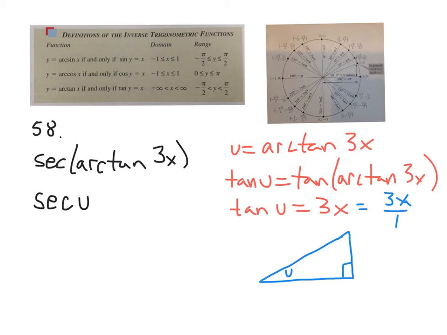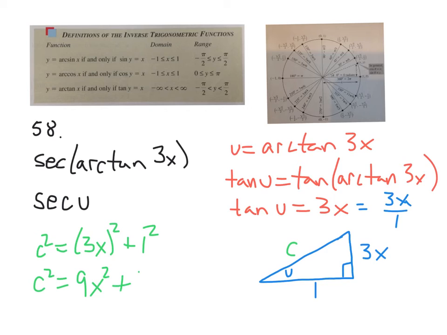We are looking for, again, we're doing opposite, which is 3x, opposite of u, over adjacent. We are going to talk about secant. Again, that's 1 over cosine of u. So we do need the hypotenuse here. So let's go through with Pythagorean Theorem and find the hypotenuse. Again, we'll call that c. So then c squared equals 3x squared plus 1 squared. So then c squared equals 9x squared plus 1.